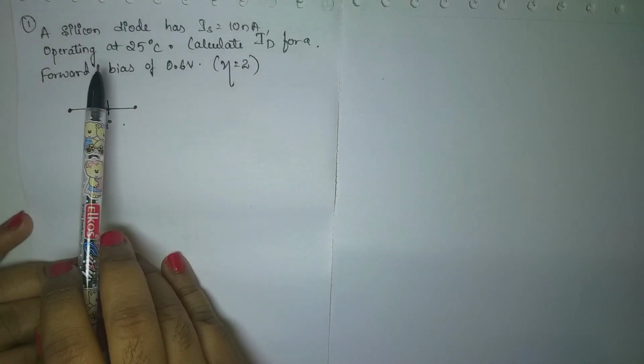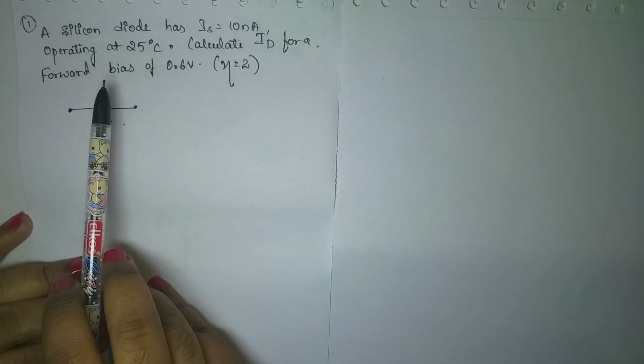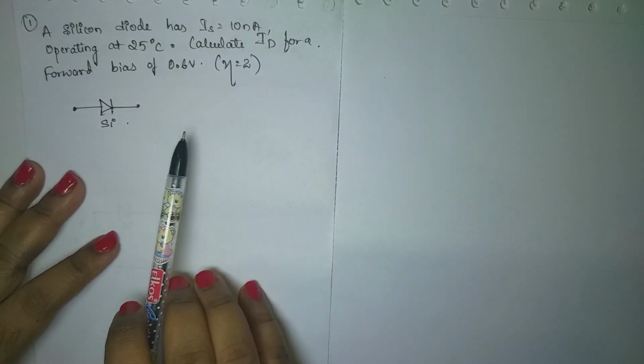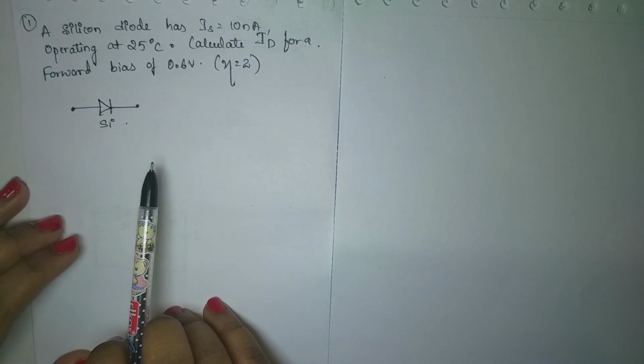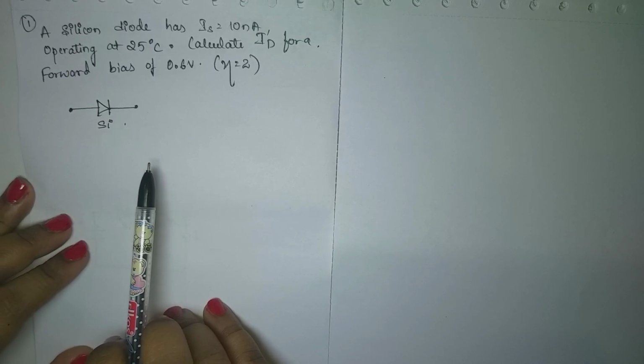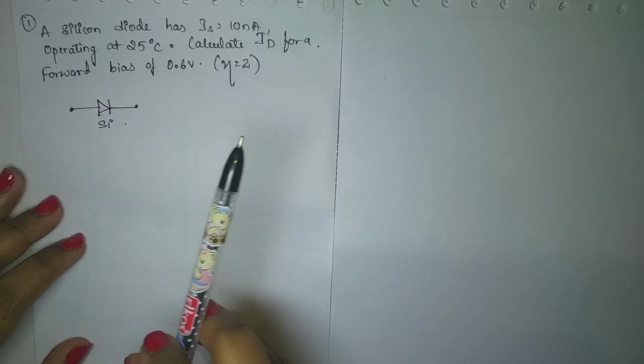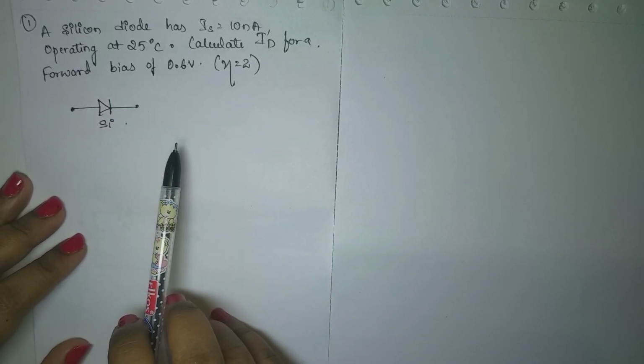Now we will take up a few problems on silicon and germanium diodes. These are very simple problems based on biasing conditions of a silicon diode. They are very easy and it may hardly take 2 or 3 minutes for you to solve.